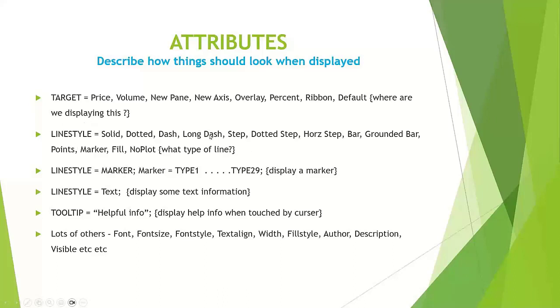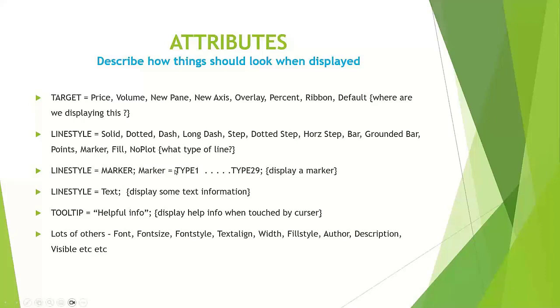When you say line style equals dot solid, that draws a line. But sometimes you don't want to put a line right across the chart. Sometimes you want to stick something on the chart. You want to stick an asterisk on the chart, or a little airplane figure or a tick or a cross or an up arrow or a down arrow on the chart. For that, you use line style equals marker.